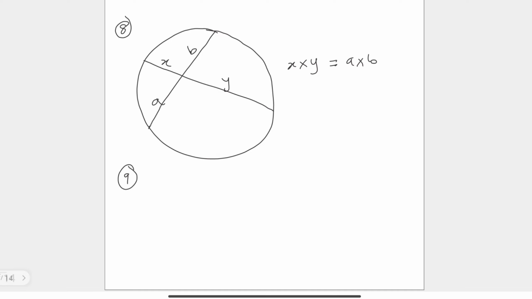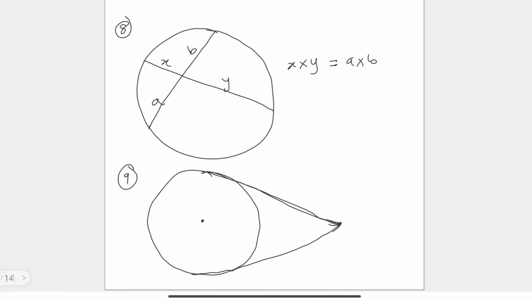Rule number 9. Imagine we have a circle and we have the center of the circle, and we have another point outside the circle, such that we have a tangent to the circle that touches the point, and we have another tangent from the point that touches the circle. Already we know that this is going to form a right angle here, and this also will form a right angle.